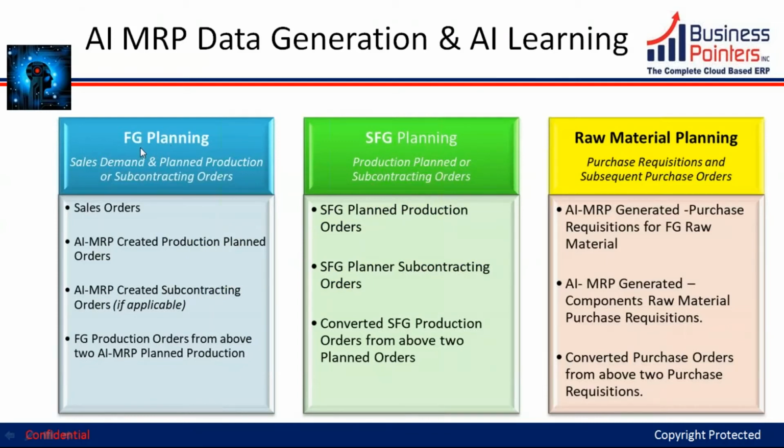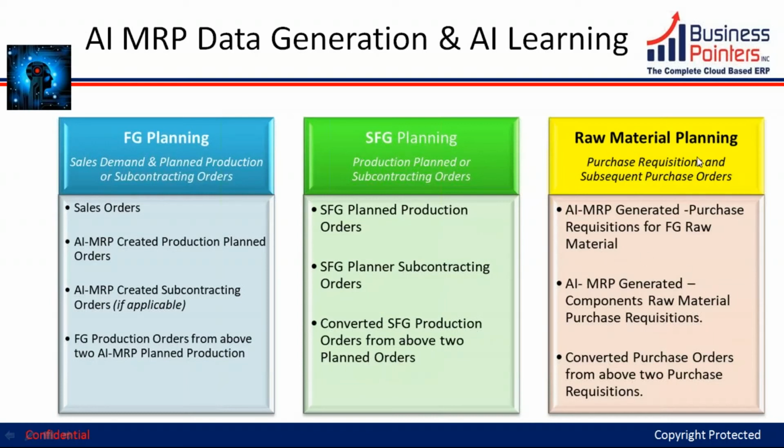So this is how you can see the finished good planning, the semi-finished good planning, and the raw material planning. In the finished good planning, we have sales demand, planned production orders, or subcontracting orders. So we have sales order, artificial intelligence based MRP created production planned orders, AI MRP created subcontracting orders, finished good production orders from above to AI MRP planned production orders. For an SFG or semi-finished good planning, we have semi-finished good planned production orders, semi-finished good planned subcontracting orders, converted semi-finished good production orders from above to planned orders.